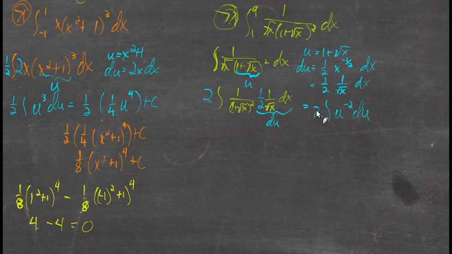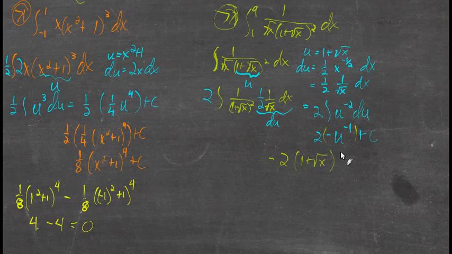And now that we have 2 times u to the negative 2 du, the antiderivative would be negative u to the negative 1, plus c. So, now putting it back in terms of x, we have negative 2 times u, which is 1 plus root x, to the negative 1, plus c.